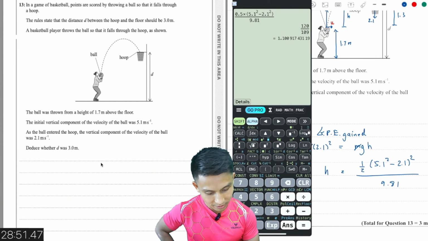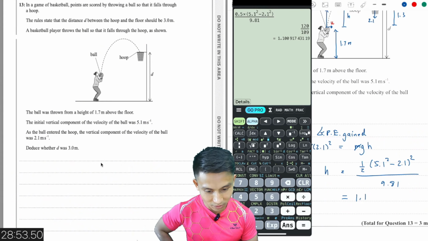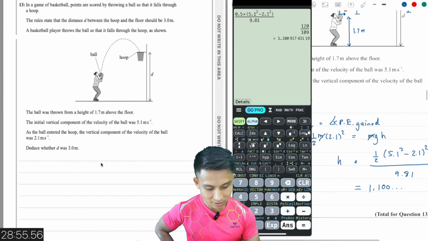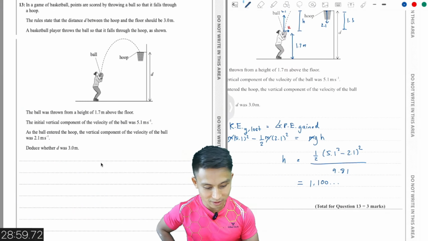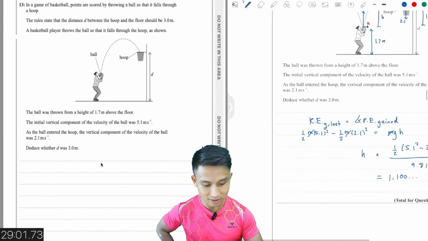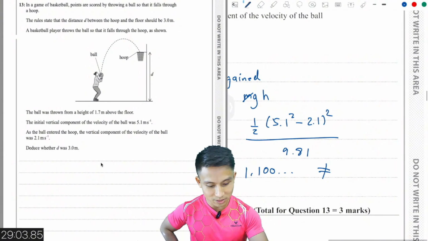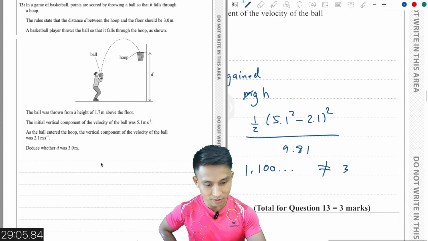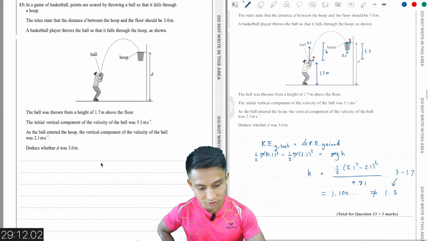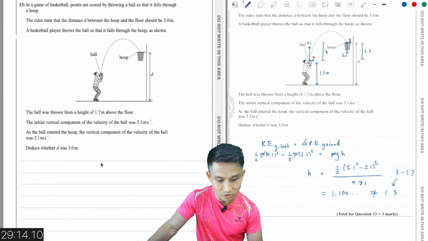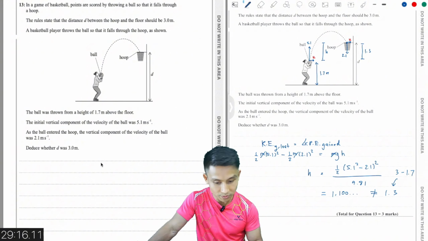And this is 1.100. So 1.1 is not 1.3, right? It's not equal to 1.3. Well, let's just be clear. 1.3 comes from 3 minus 1.7, right? Because it's just 1.7 from the floor, so it's 1.3 to the hoop, yeah?